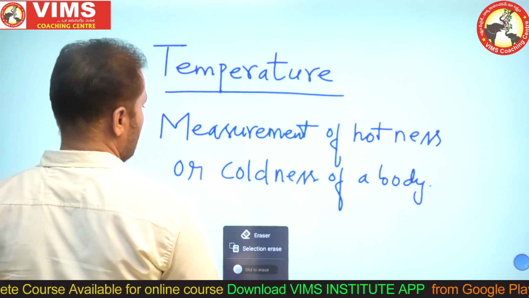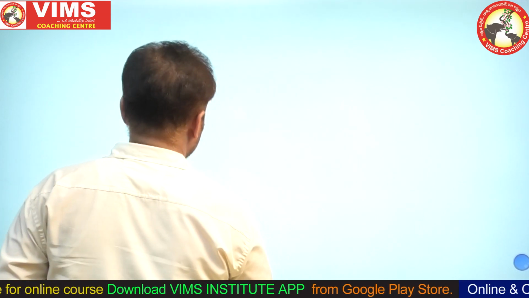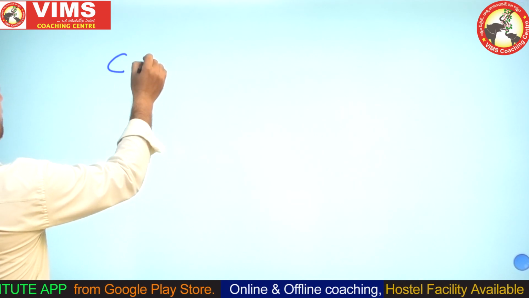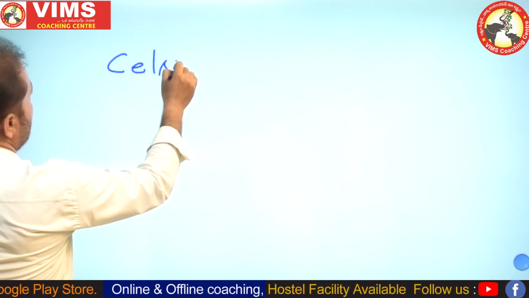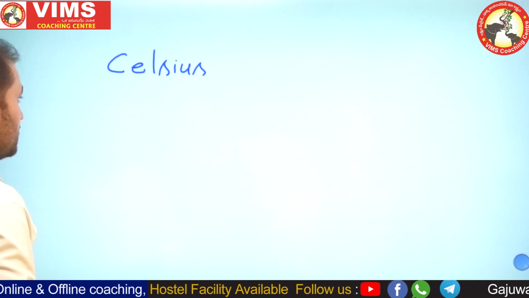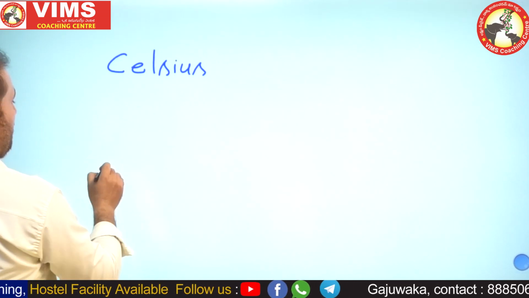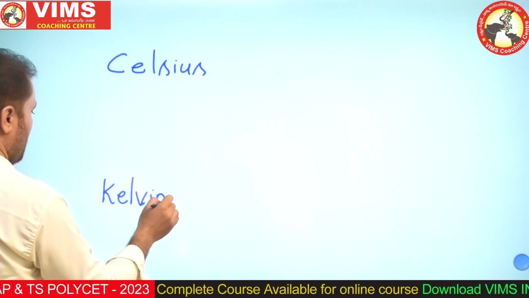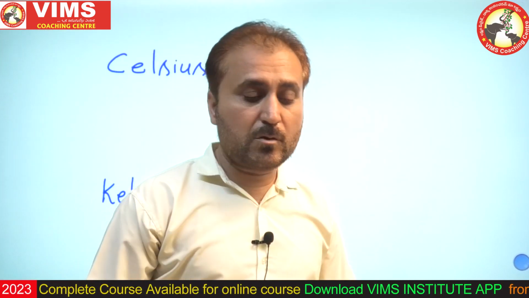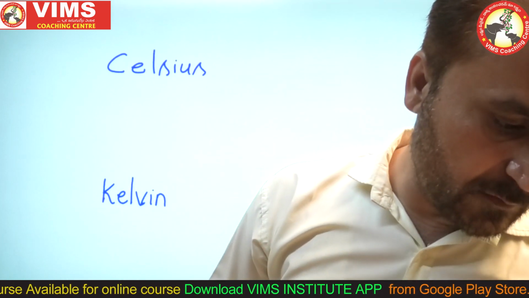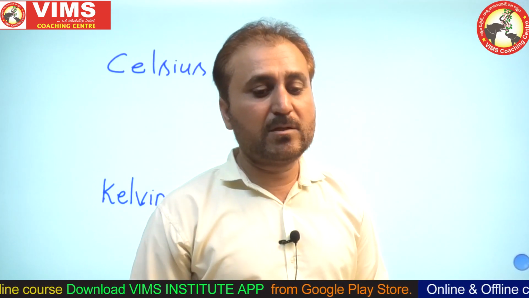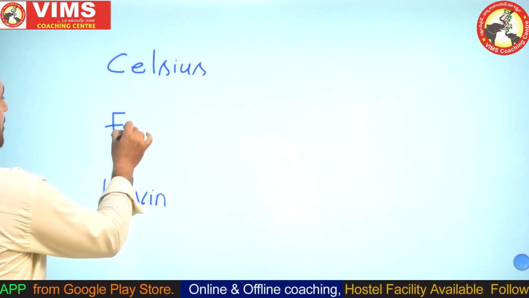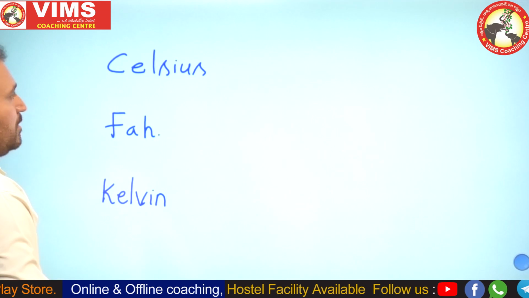So particularly for measuring temperature, we have different scales also. So let us see what are the different scales to measure temperature. So generally temperature is measured in 3 scales: Celsius, Kelvin. We also have one more unit for measuring temperature. So we call it as a Fahrenheit.